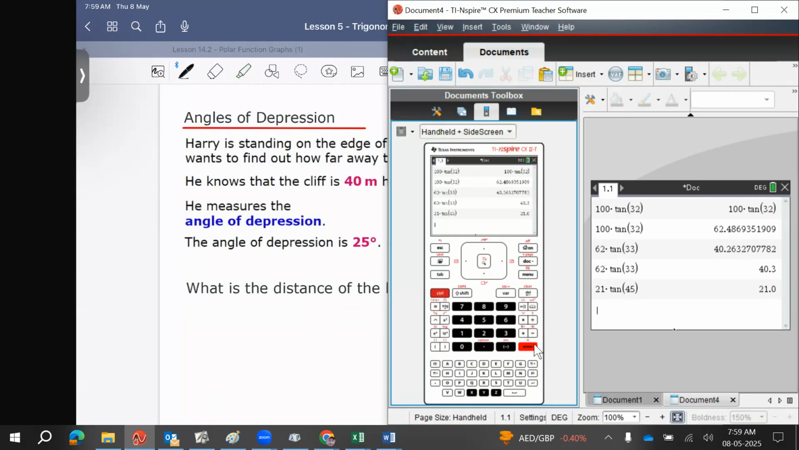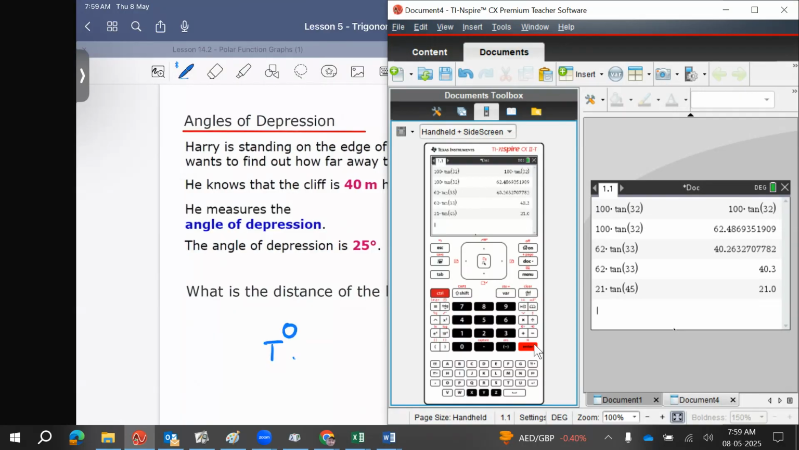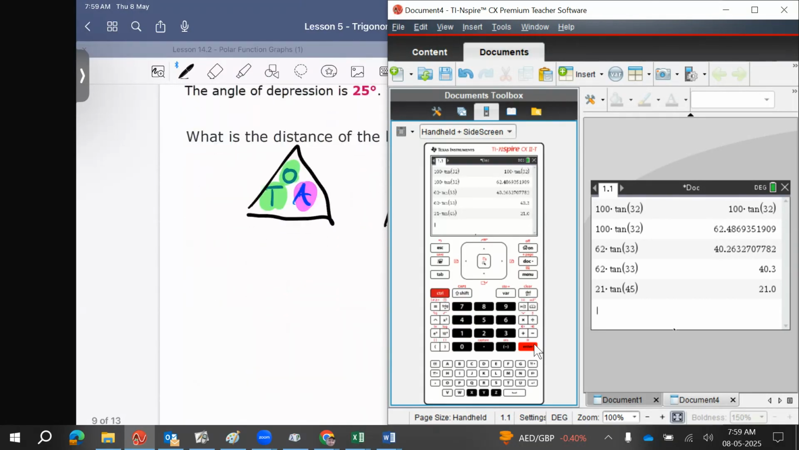So now, if we label up what we have, we have the opposite. We have the adjacent to find, and we all know the tangent of the angle. So just putting our triangle up. What we have this time is we know the opposite and the tangent of the angle, and we're after the adjacent. So the formula this time is going to be that the adjacent is equal to the opposite divided by the tangent of the angle. So that's going to be 40 divided by tan 25 degrees.